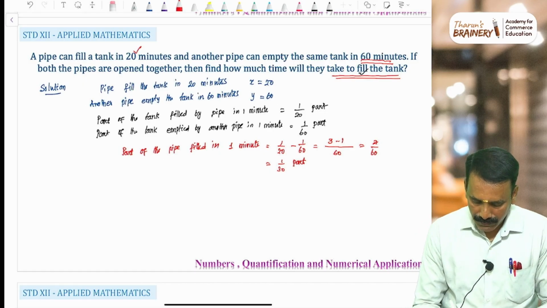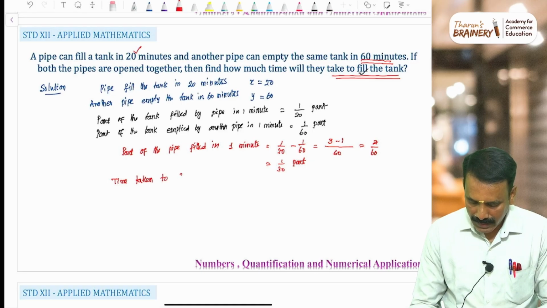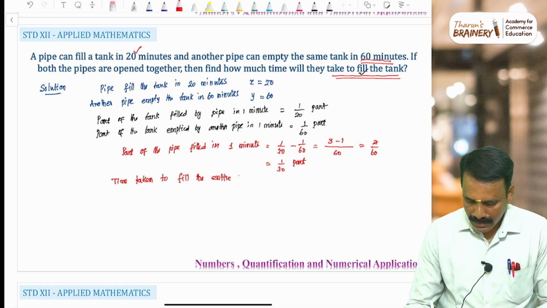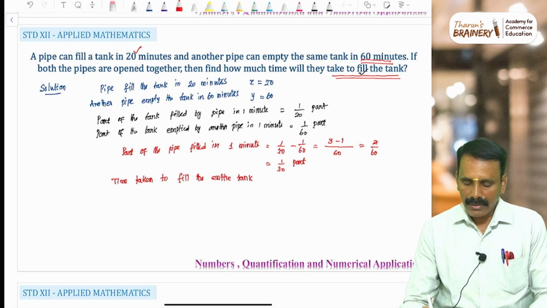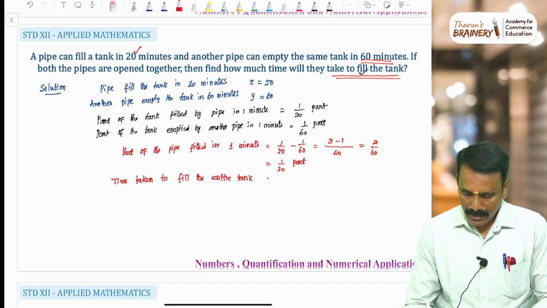So time taken to fill the entire tank will be, what are we supposed to do now? We have to take the reciprocal. So which is equal to 30 minutes.